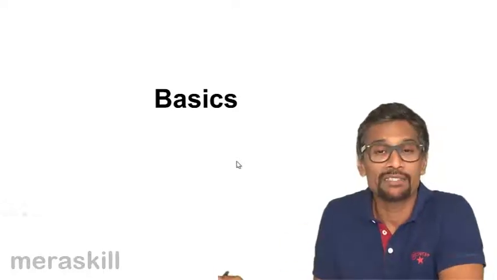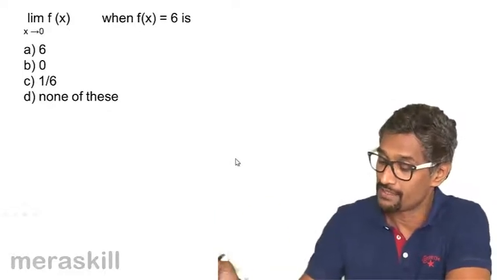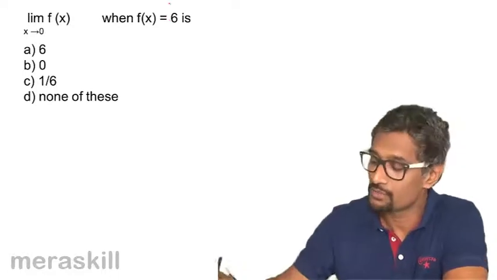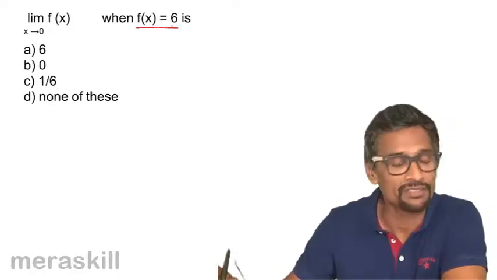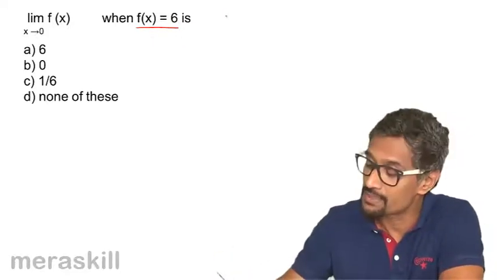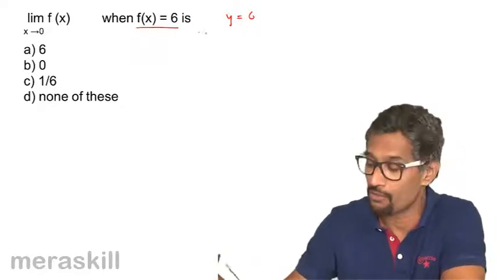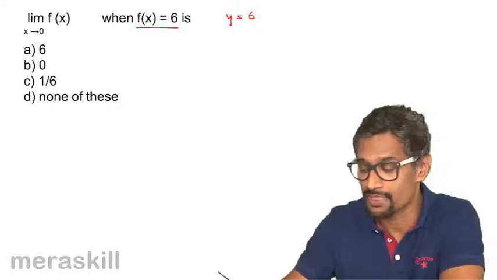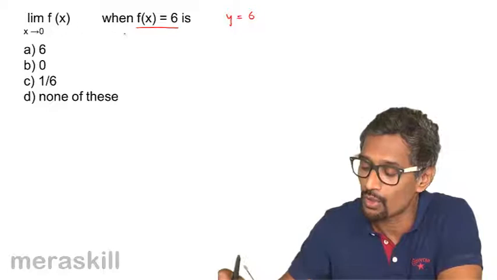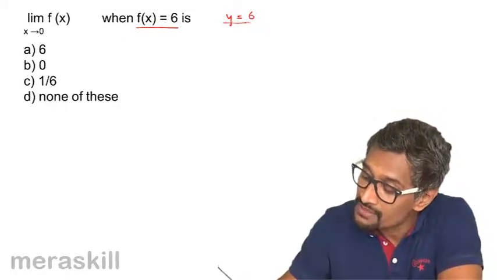We have to understand certain basics of limits. Now, for example, the limit of f of x when f of x is equal to 6. This is a clear determinate function. When it is a determinate function, f of x itself is 6, which means y is equal to 6. So whatever be the value of x, the value of y is also going to be 6. If x approaches 0 or 1 or 2 or whatever it is, the value of y will also be 6. So the limiting value of this function is 6.